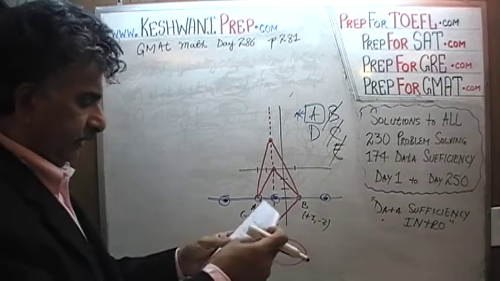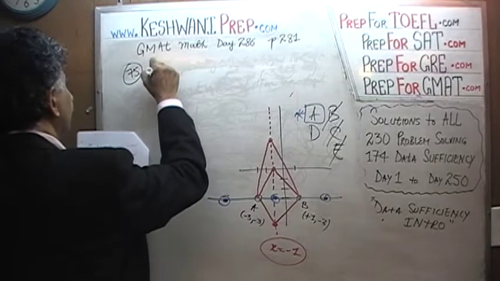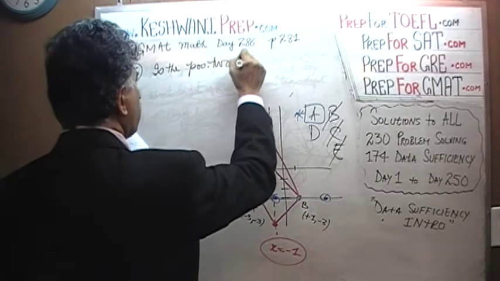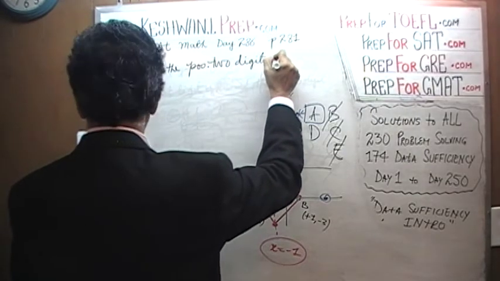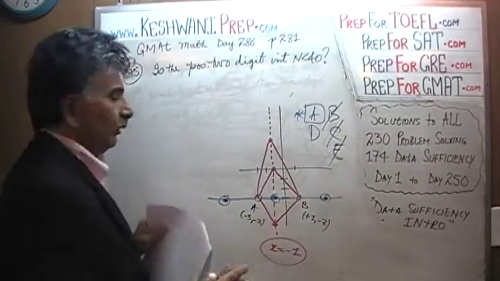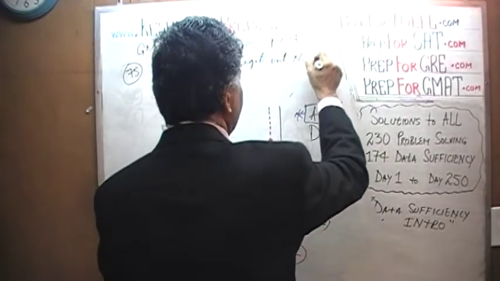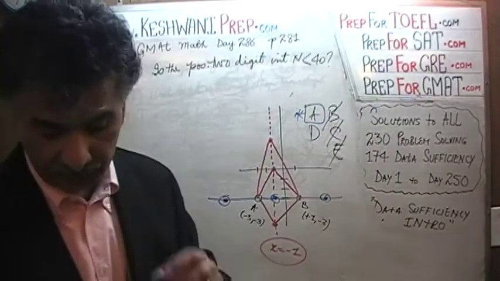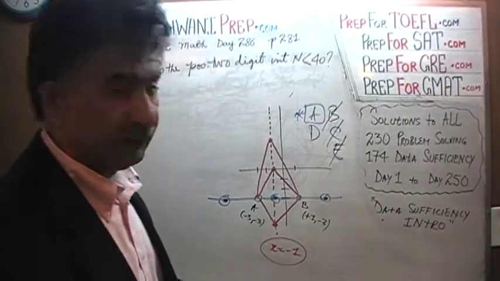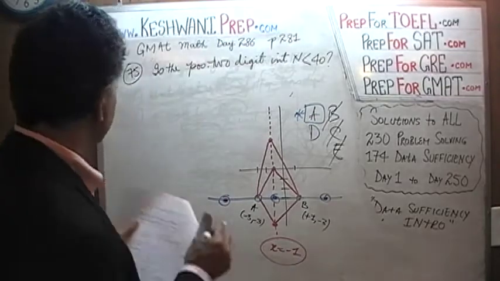Number 75 is asking us, is the positive two-digit integer n less than 40? So we have some positive integer, we are told, we're calling it n, and the question is, is this integer less than 40? That's all it is. We simply have to tell them whether or not we have enough information to ascertain if this number is less than 40. Yes or no, that's it. Either way is fine. Let's see what they tell us.